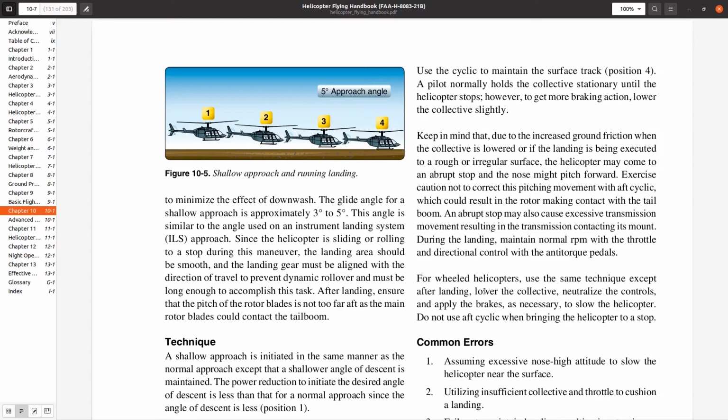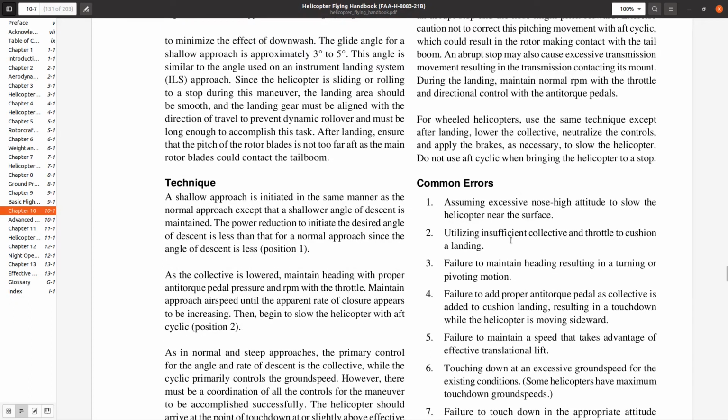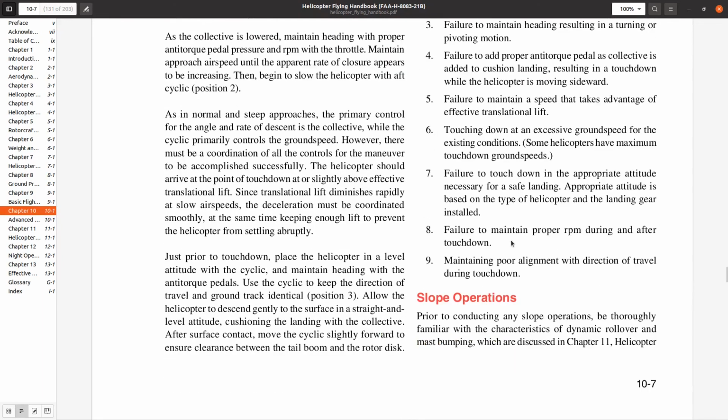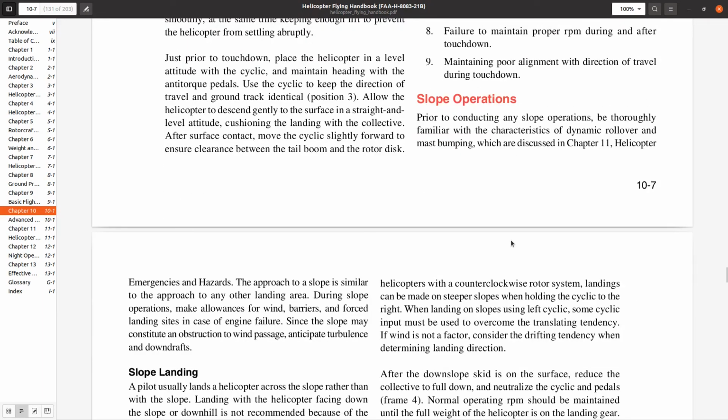So you want to just keep that collective up for a little bit. Let that thing decelerate. And only after the helicopter is getting slower and it's about stopped, then you can slowly drop that collective. If you drop it too quick, the nose is going to dip down sharply and bad things might happen. By the way, there are other circumstances where you might want to do a run-on landing, such as an anti-torque system failure of some sort. So it's not just when you don't have the power, but that would be the most common situation.